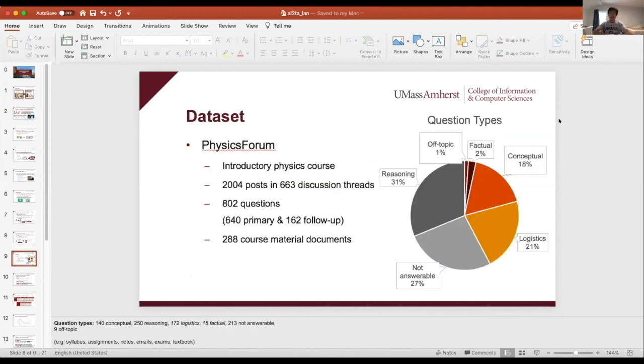The data that we use is actually local, which we collected in a UMass undergraduate introductory physics class. It's a pretty large class, with more than 2,000 posts throughout an entire semester. So this is what we tested on. And you can see that we divided these questions into different types. About 20% are logistical questions, which is probably more than you think.